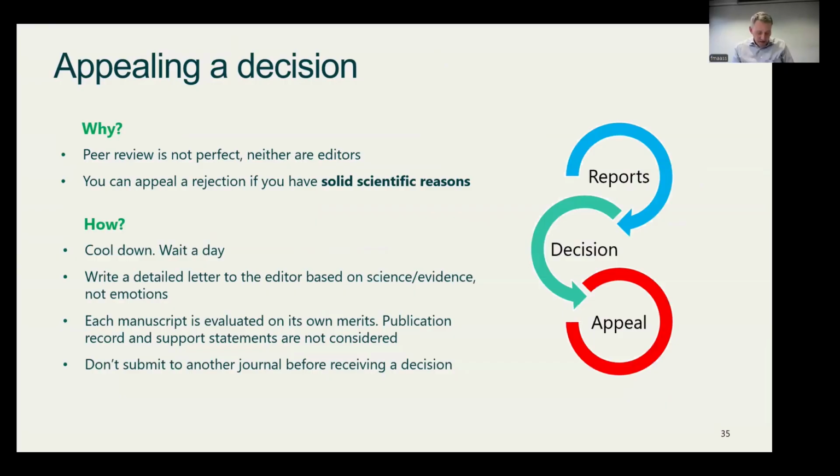A word on appeals. Occasionally, authors believe a decision was incorrect, and occasionally the decisions are incorrect. So every author then has the right to appeal. Appeals should always be based on scientific arguments and not on emotions. I always recommend to cool down and wait a day before writing an appeal.